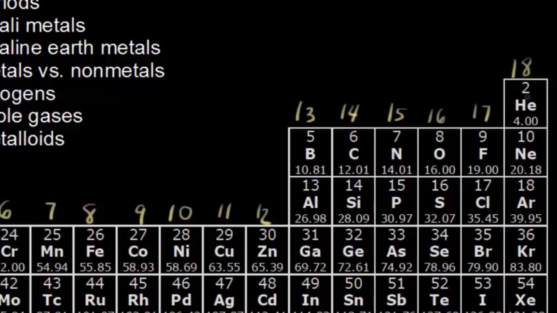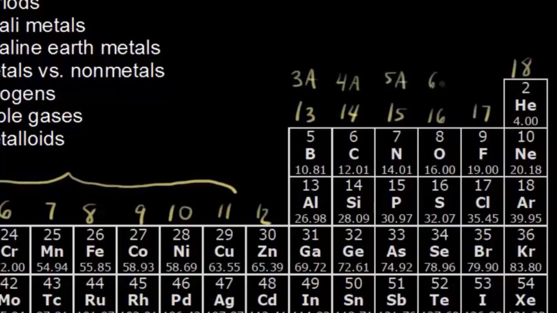There is another way to number your groups, and that would be to say that group 1 is group 1A, group 2 is group 2A. And then, kind of ignoring groups 3 through 12, continue on with your numbering system. So 1A, 2A, that would make this group 3A, group 4A, group 5A, group 6A, 7A, and finally 8A. The second way of numbering your groups is useful when you're thinking about valence electrons.